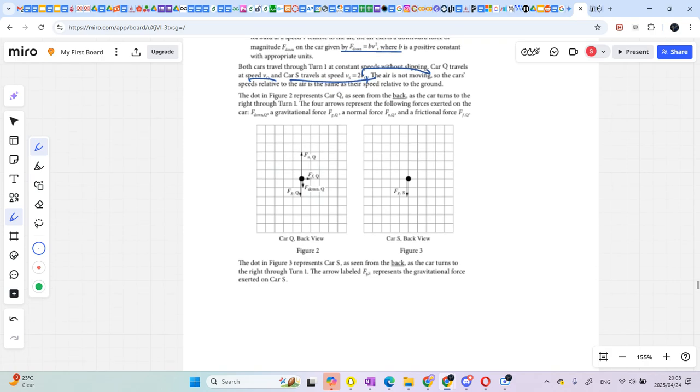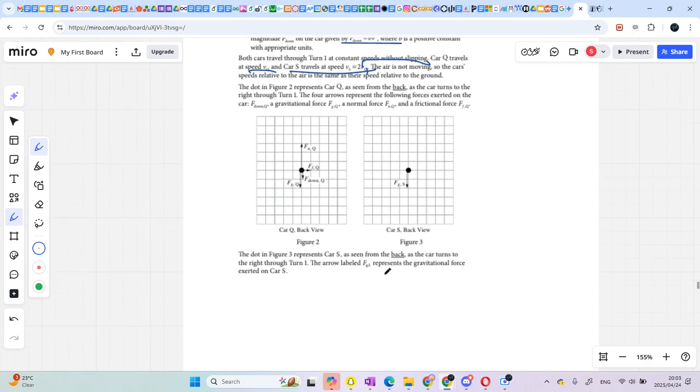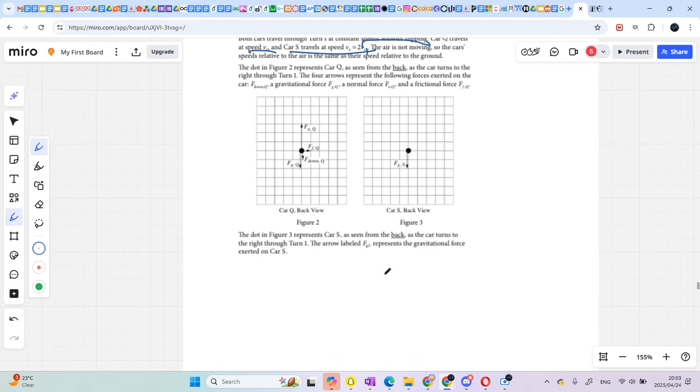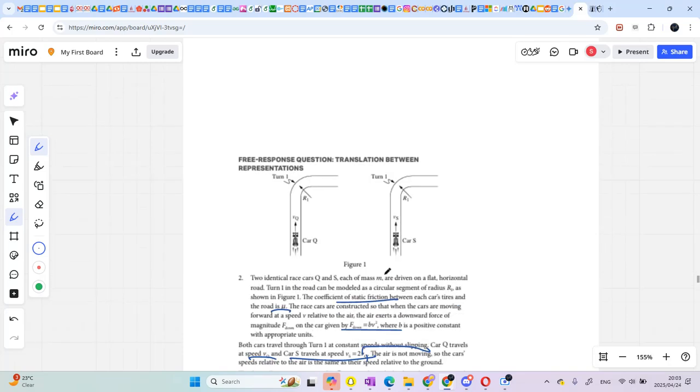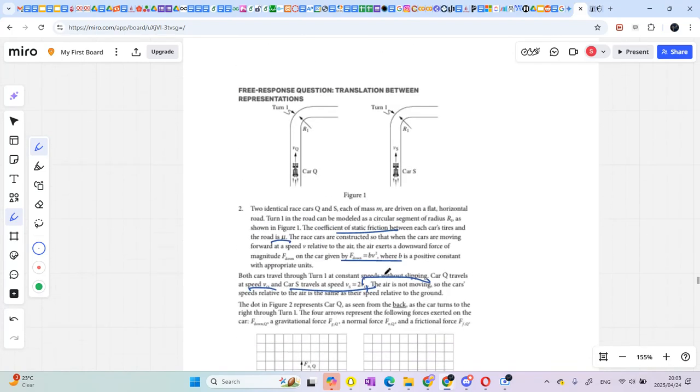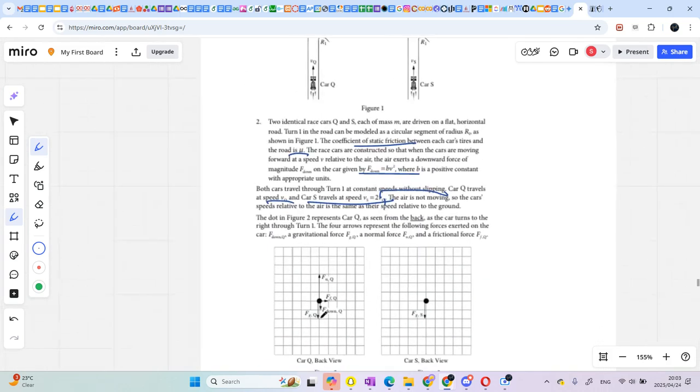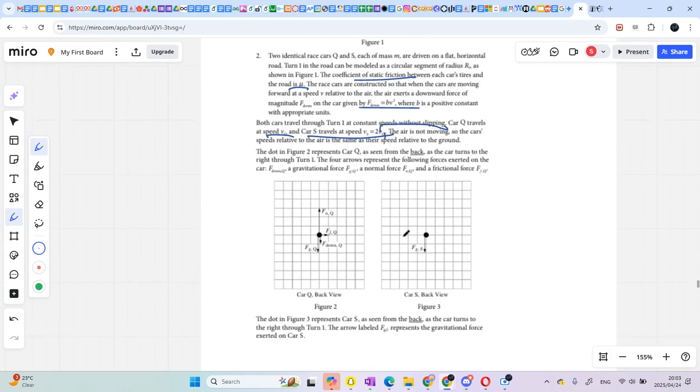Then we have our free body diagram, which is of course going to be very important. One dot represents car Q, this one represents S. The car turns, and we have the gravitational force and other forces like that. You can have a free body diagram representing that. So that's what translation between representations means. You're going to have a diagram representation, a physical representation of what's going on, and also free body diagrams to represent the force components.